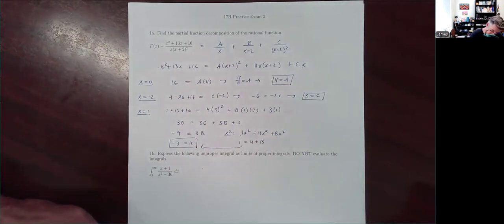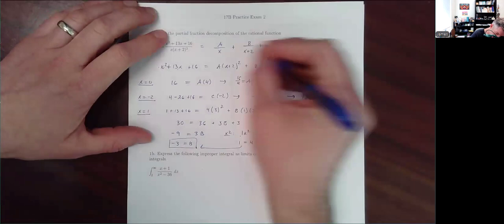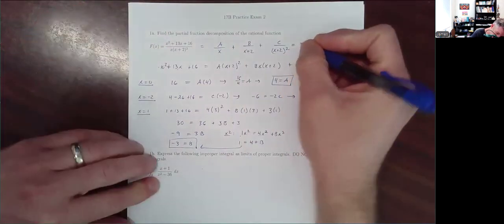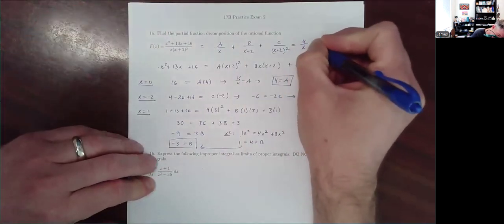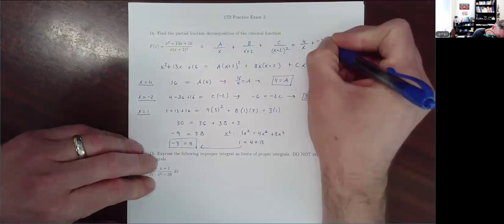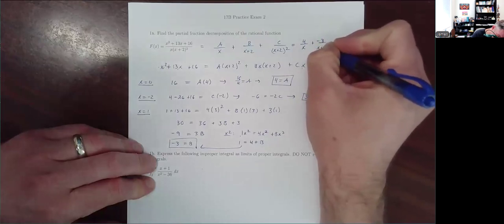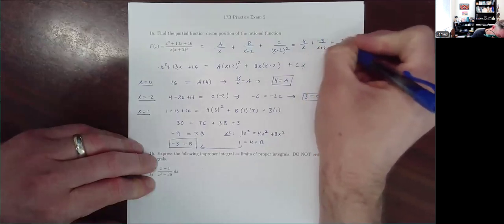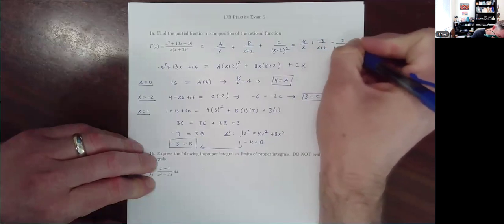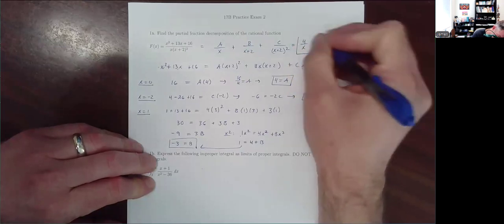Technically, to finish this answer, we should actually write the values in. So we should say this is going to be 4 over x plus -3 over x plus 2 plus 3 over (x plus 2) squared. That's our final answer.